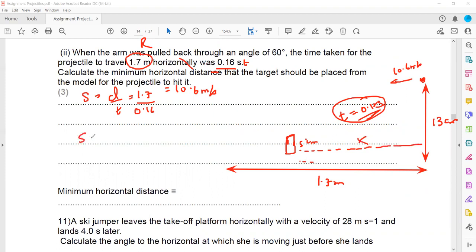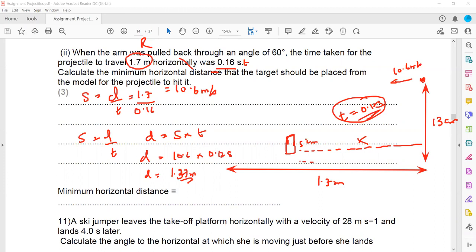Again, we use the same formula, speed is distance over time, but this time we're finding the distance, which is speed into time. The speed is 10.6 and not the total time. This time, the time is 0.12. When we multiply, what is the answer for the distance? 10.6 multiplied by 0.12 is 1.27 meters. Okay, 1.27 meters.